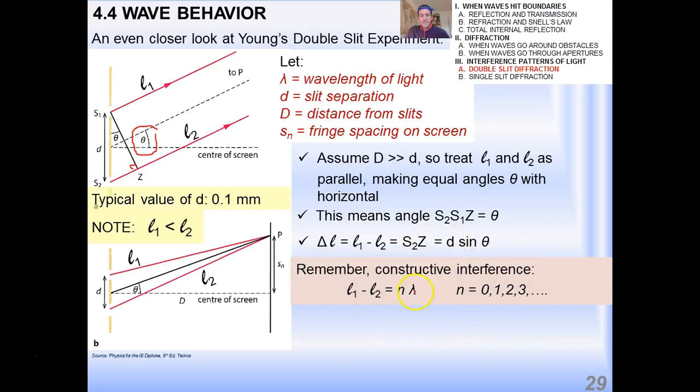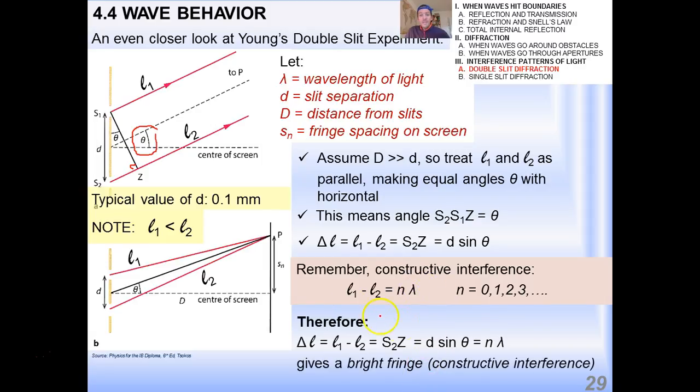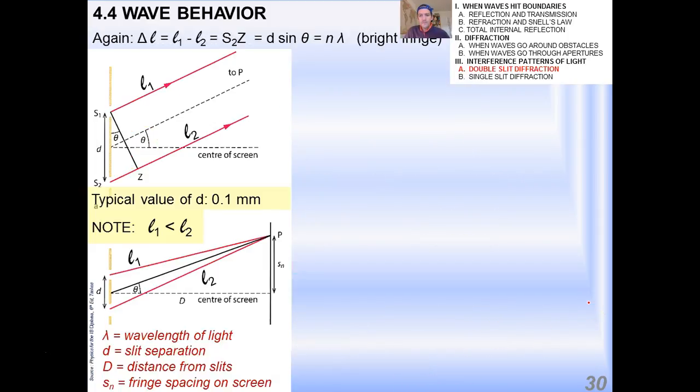Now, if you remember the conditions for constructive interference, this means that d sine theta has to be n lambda, where n is an integer multiple. That gives a bright fringe or constructive interference, okay? Again, d sine theta equals n lambda, okay?